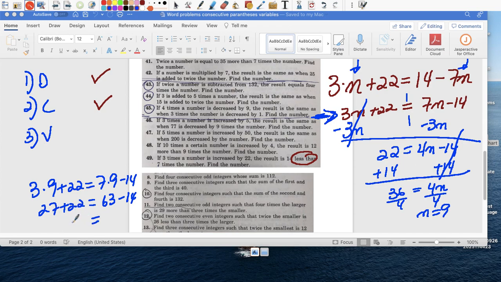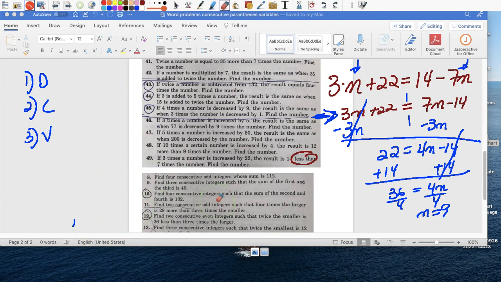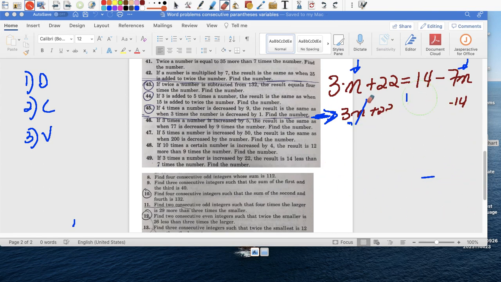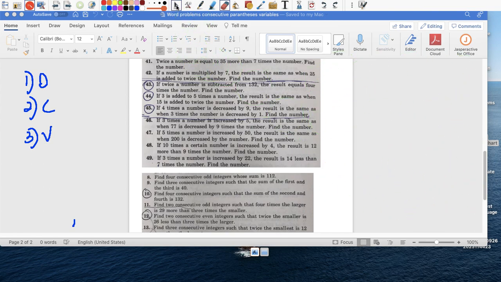27 and 22 is 49. 63 minus 14 is 49. So look, they do equal each other. Good. Next one is 16, 17, and 18 at the bottom. Okay. So, like you said, you had a pretty easy time today doing these. This should be no different.